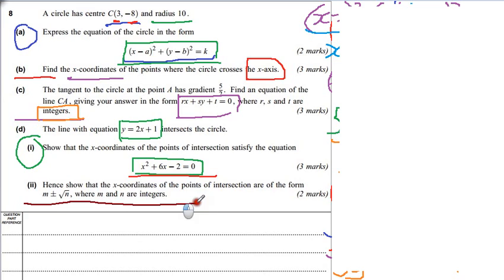So, moving on to the last one now, very last question of the exam paper. Here we go. So hence show that the x-coordinates of the point of intersection are of the form m plus or minus root n. Right, the only way we can do that is to use the quadratic formula on this one that they've just given us.